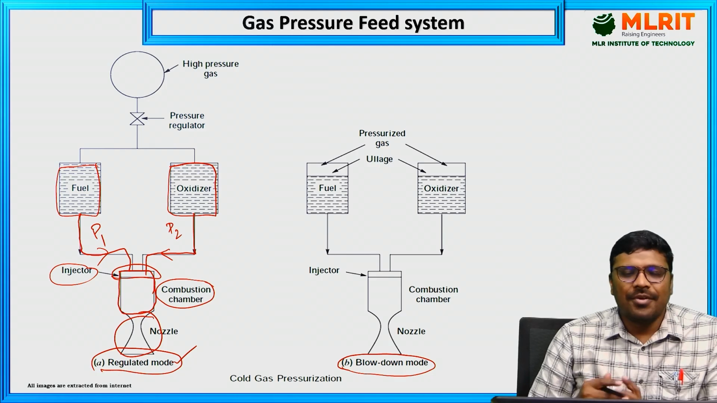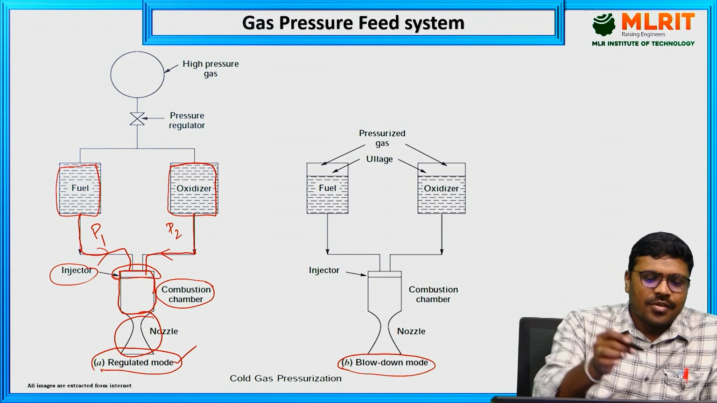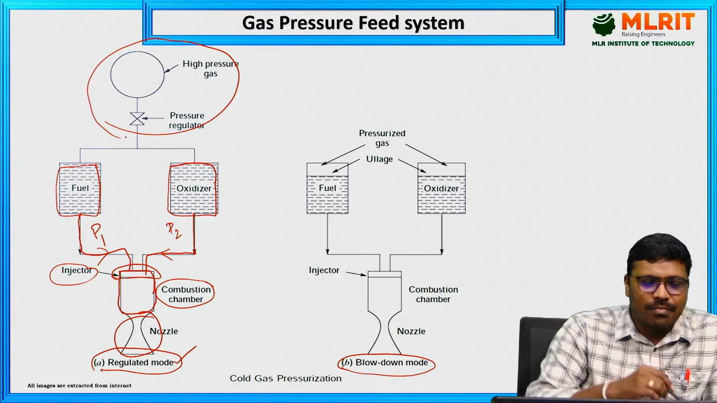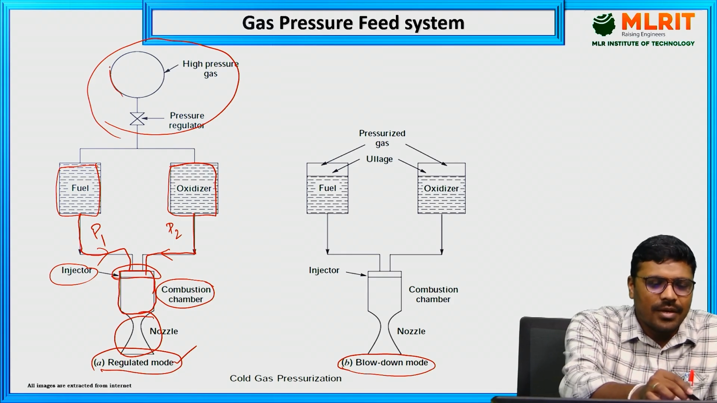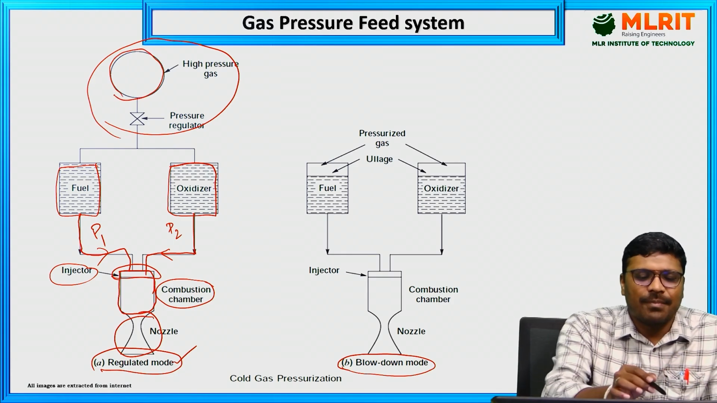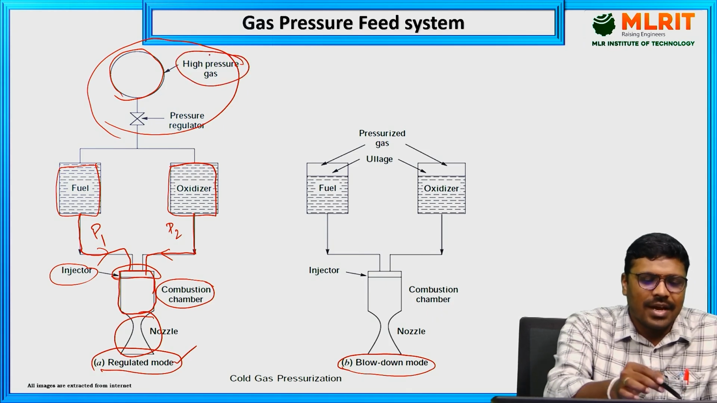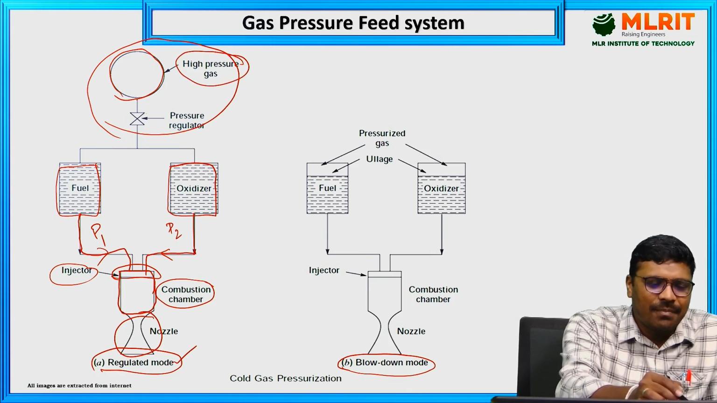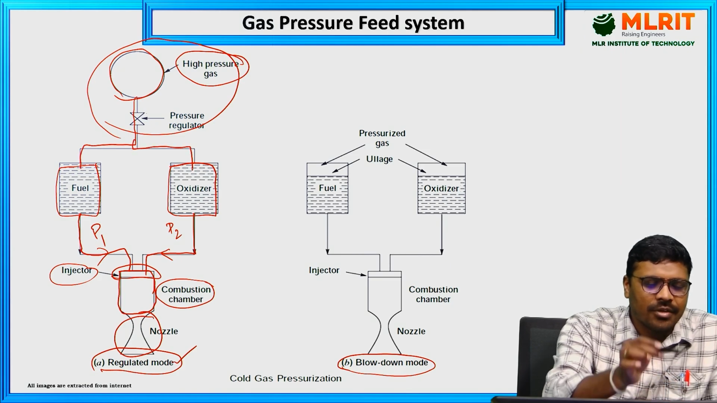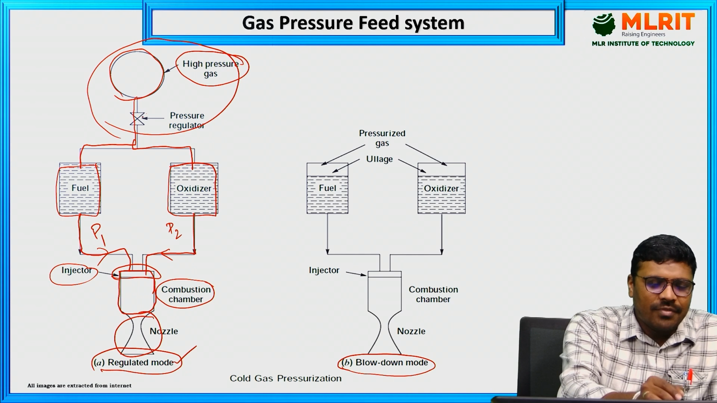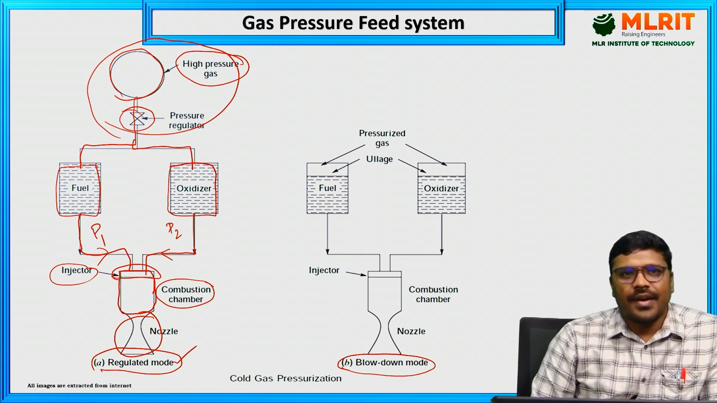Okay, so how do you maintain this pressure? With the help of this high pressure gas chamber. We'll have one more chamber which is filled with high pressure gas. This high pressure gas chamber is connected to the fuel tank and also connected to the oxidizer tank, and in between we'll have a pressure regulator.